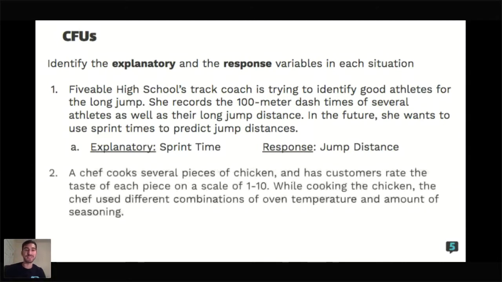One more example here. If a chef cooks several pieces of chicken and has customers rate the taste of each piece on a scale of 1 to 10, while cooking the chicken, the chef used different combinations of oven temperature and amount of seasoning. In this situation, try to identify what the explanatory variable or variables are and what the response variable or variables are.